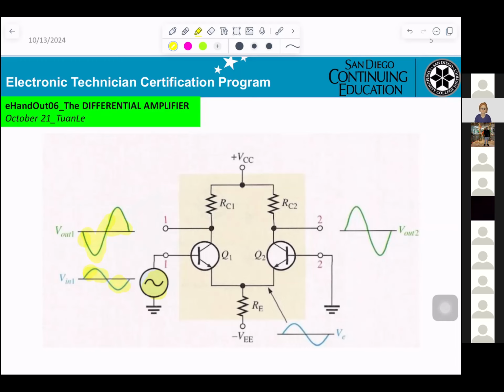Okay? And when you apply the sine wave, the sine wave goes this way, to the emitter of Q2. Input is applied to the emitter, output from the collector. So Q2 will be common base. Input and output will be in phase.